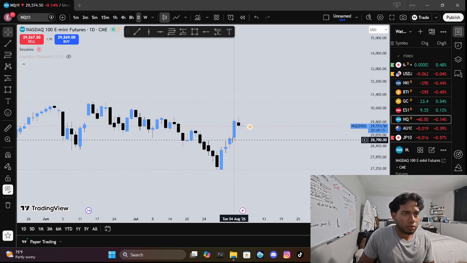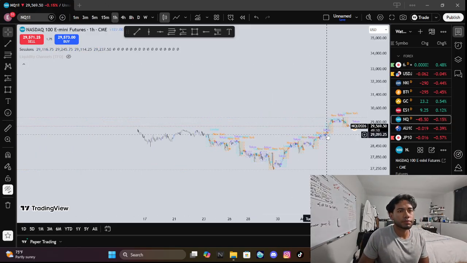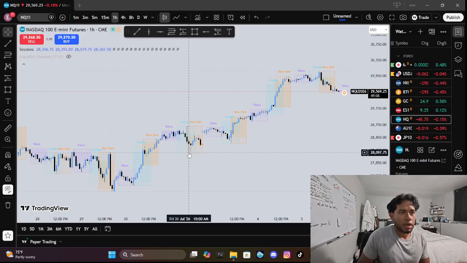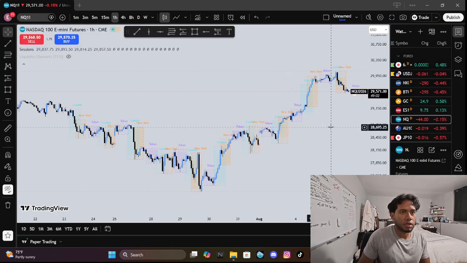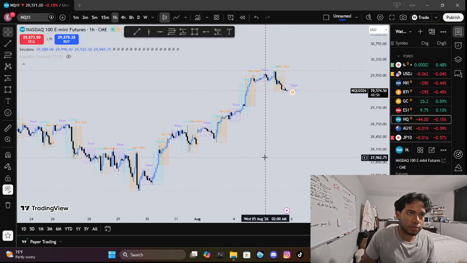We got 1, 2, 3, 4 straight winning days, 5 small correction. And so let's analyze that. Let's go back to the 1 hour, right? We identified already higher lows, higher highs, higher lows, higher highs, and so on. So on the technical aspect, we are pretty bullish.